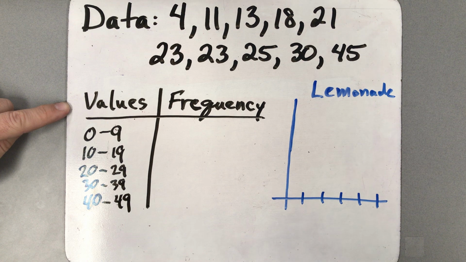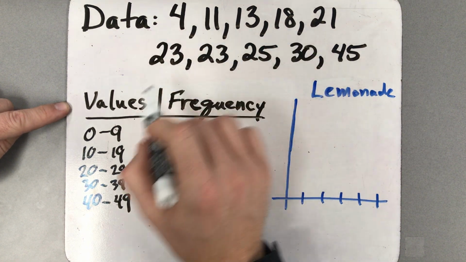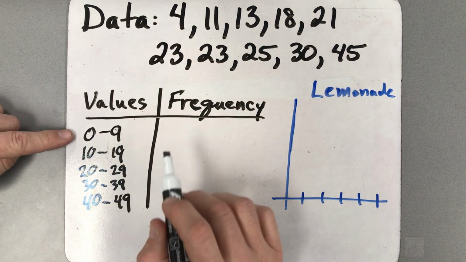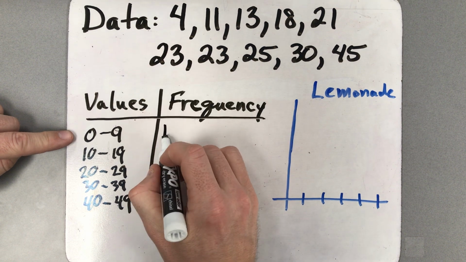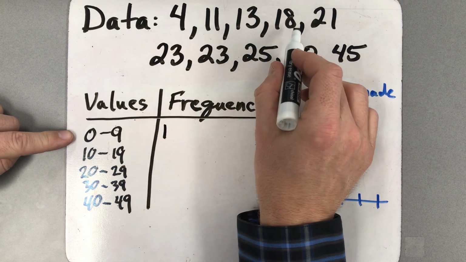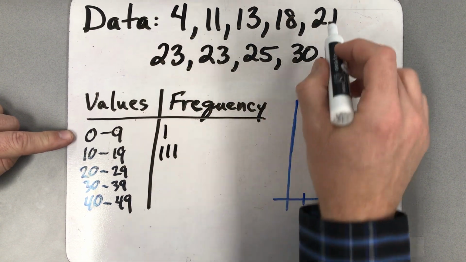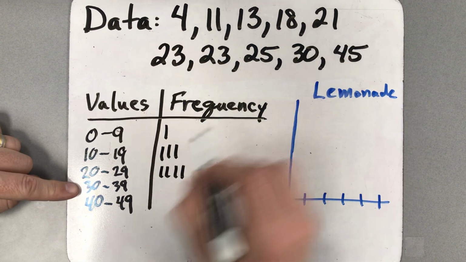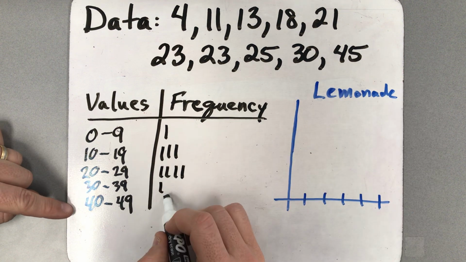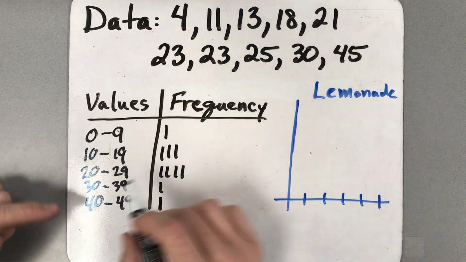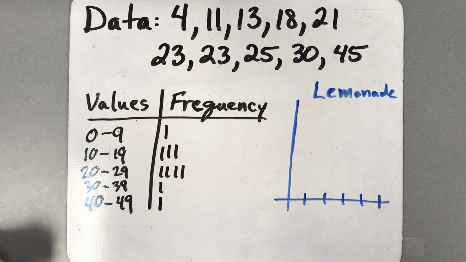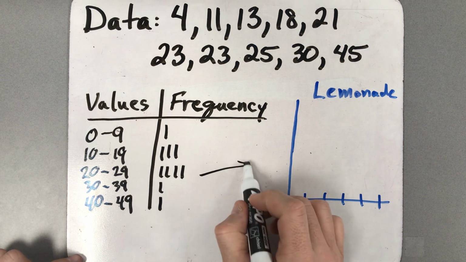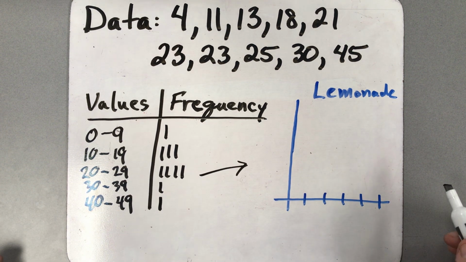Then what you do is you look at your data values and say, how many of each of those fall into each of these different classes or intervals? Well, the 4 falls in there, so I have 1, 4. I have 3 numbers that are in the teens, 1, 2, 3. I've got 4 numbers in the 20s, 1, 2, 3, 4. And then I've got 1 number in the 30s, and 1 number in the 40s. Now I've covered all my data values in this set of intervals or classes, and now we're going to translate that over to this histogram graph that we're going to make next.